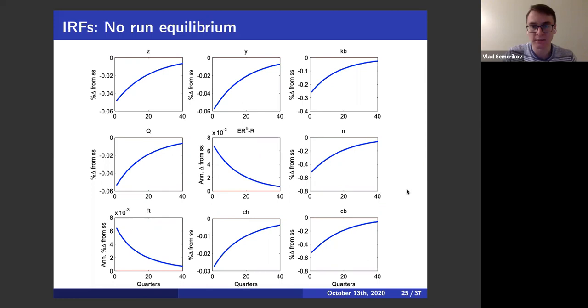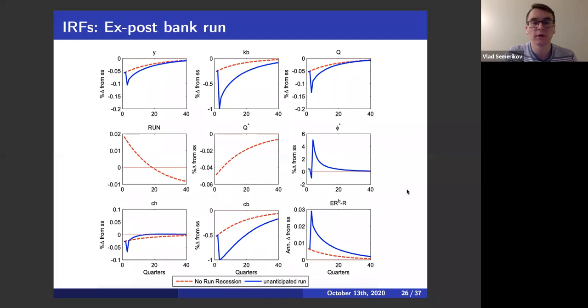It's quite general. Here's what happens if we allow for the bank run equilibrium in the second quarter, or the second period after the shock. Here it is assumed that an unanticipated run occurs. The variable run is 1 minus xt. As long as run is positive, the bank run equilibrium is possible. If it is negative, there's no possibility of a bank run.